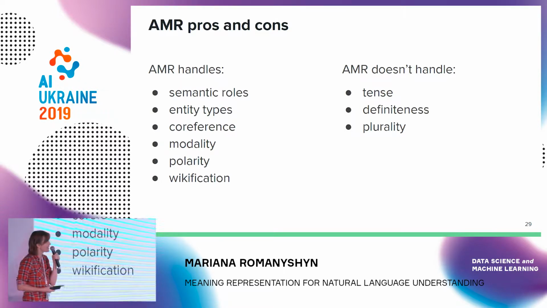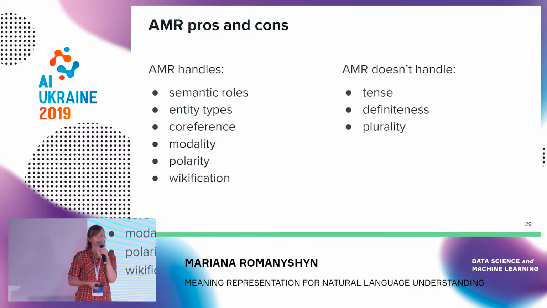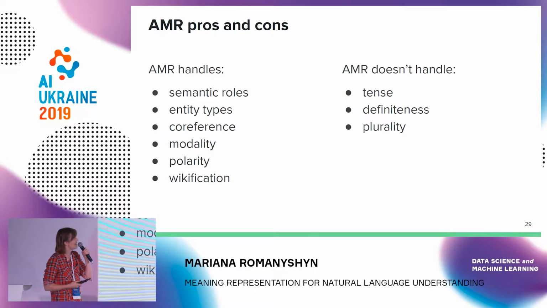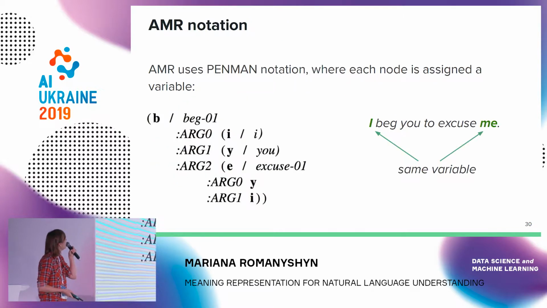AMR doesn't handle tense of the verb. I mean, definiteness and plurality of nouns. Some people consider this a drawback. This was done for practical reasons. And so far, I don't think everybody struggles that much about that. But we will talk about natural language generation, where this information matters.